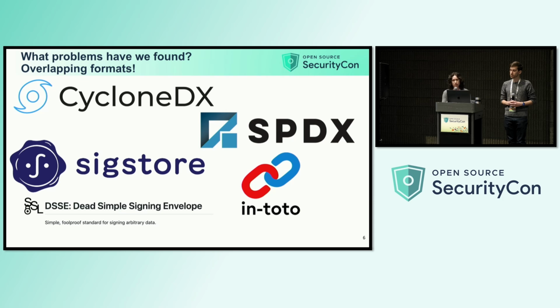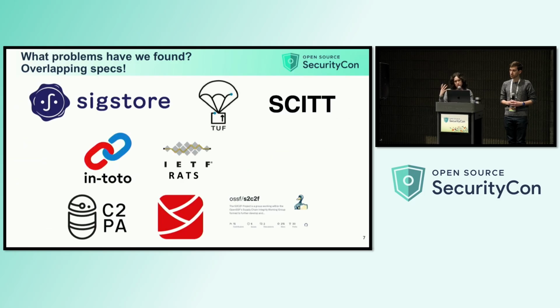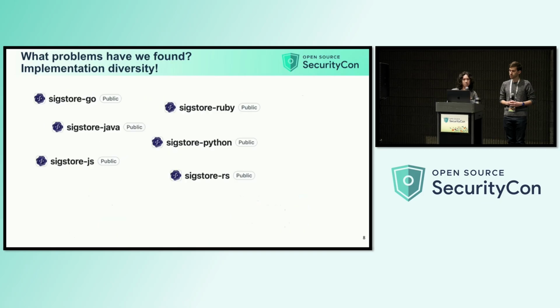Other examples that we show here that have overlapping data formats are Sigstore, in-toto, and DSSE, or Dead Simple Signing Envelope. And several formats also come with their own specifications, their own frameworks, and so again, there are different specifications for different aspects of software supply chain security, like signatures, attestations, provenance, and it's not always clear which one to pick and what tools should implement.